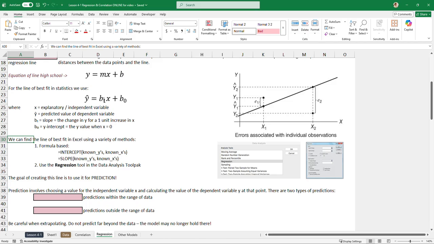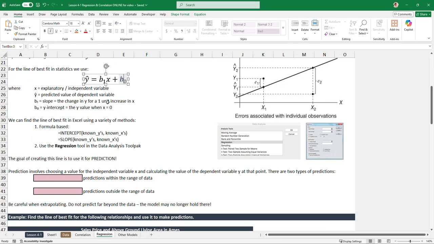Once you have the values of the y-intercept and the slope in this equation, you'll be able to use this equation to make predictions. So that's the goal of regression: if we have something like the above ground living area in a home, we can use that known above ground living area to predict how much the house would sell for.